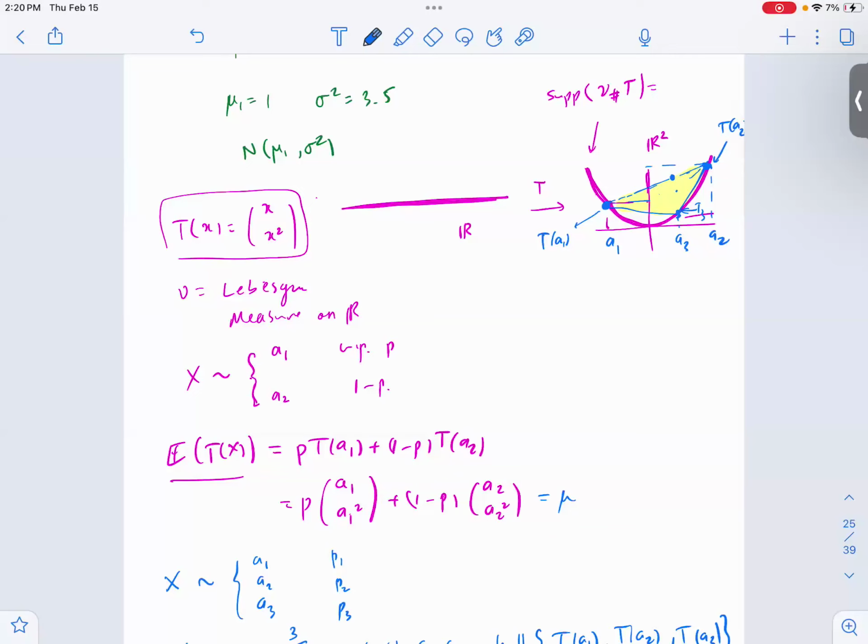So it would be somewhere in that line. Because this is a linear combination with coefficients that add to 1, it's going to be in the line. So the convex hull of, so this belongs to the convex hull of TA1 and TA2.